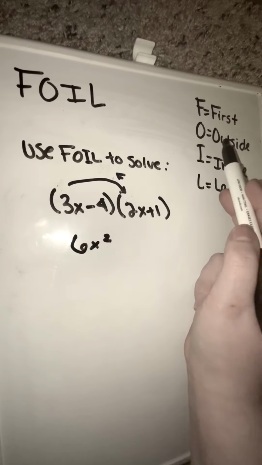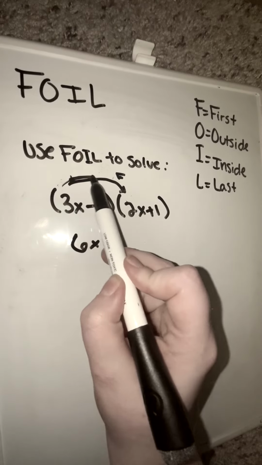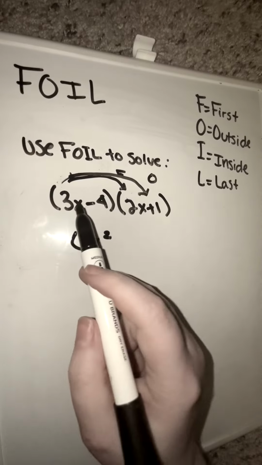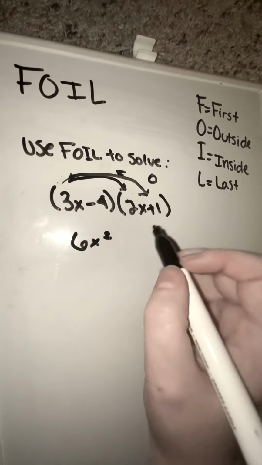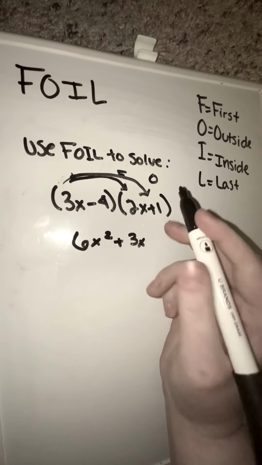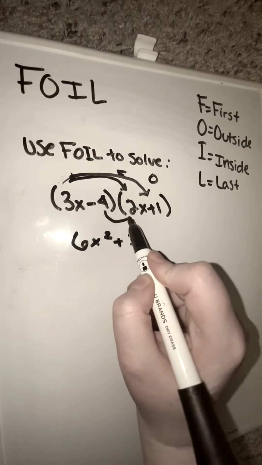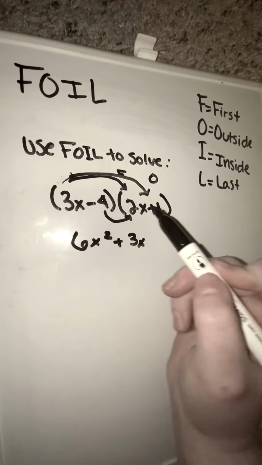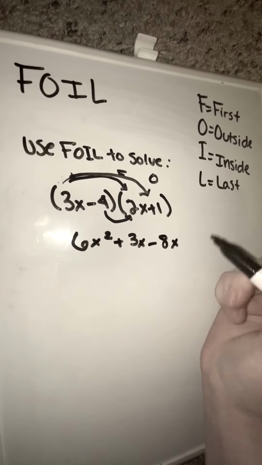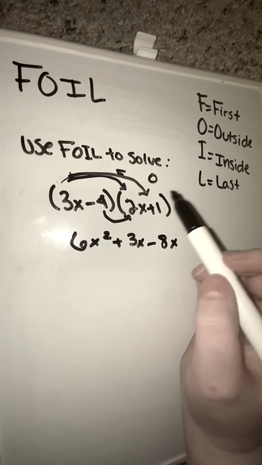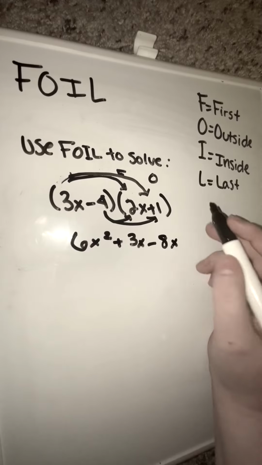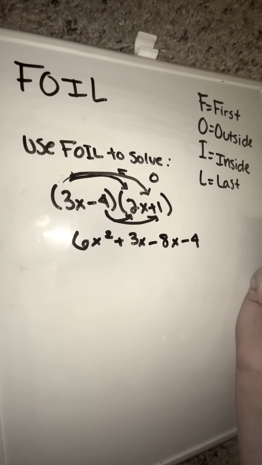Then you would do O, which is outside, which is 3x times 1, which is just 3x. I, inside, negative 4 times 2x, which is negative 8x. And L, which is last, which is negative 4 times 1, which is negative 4.